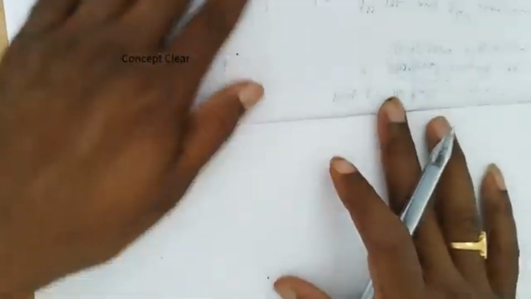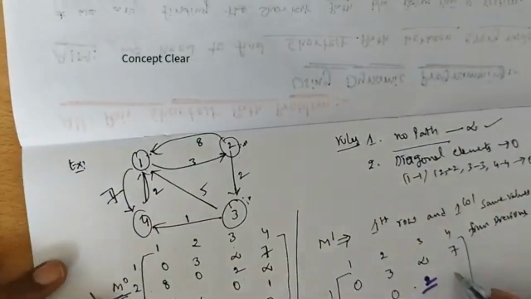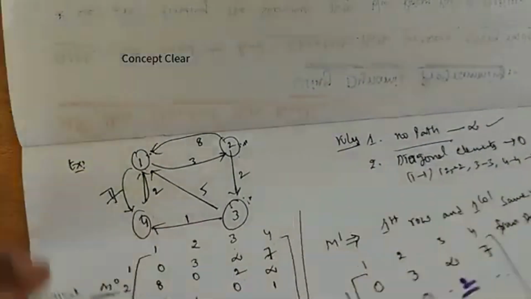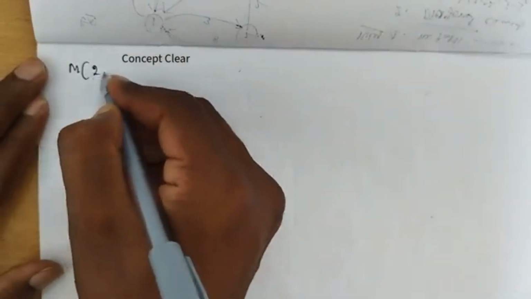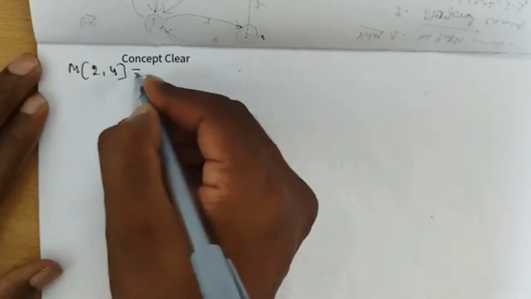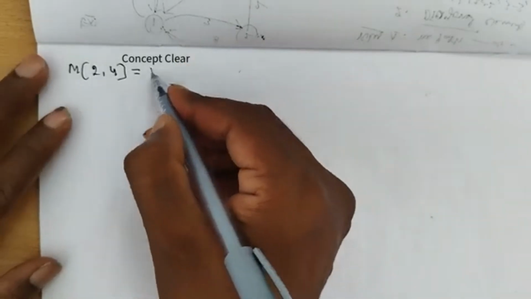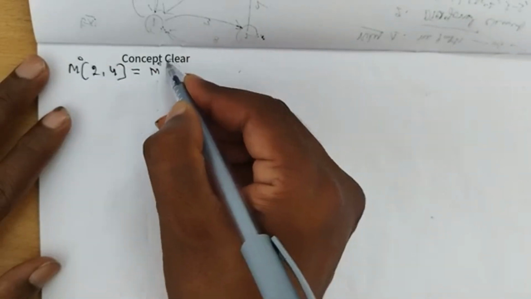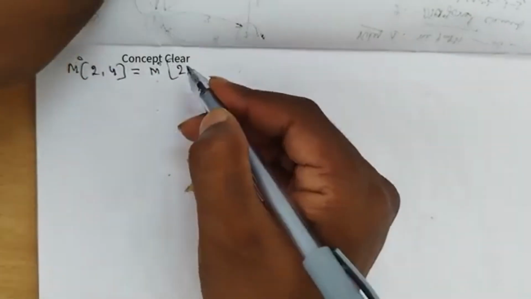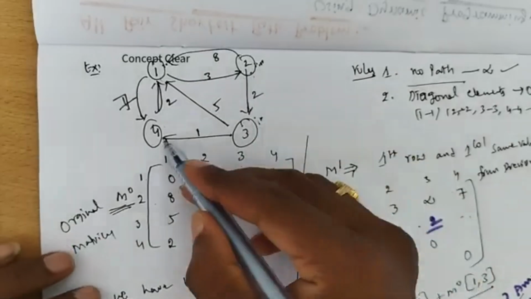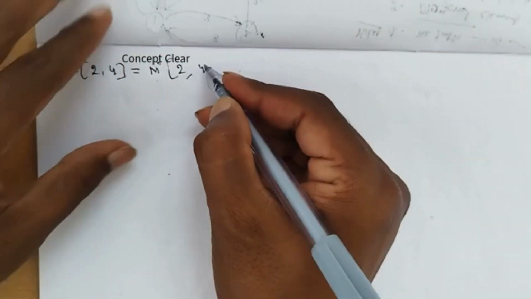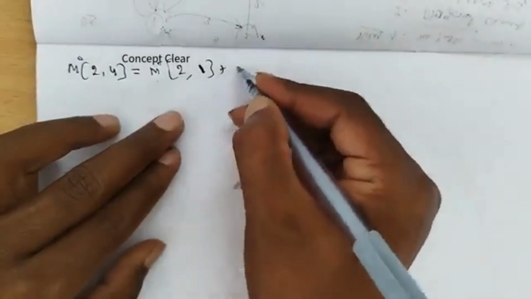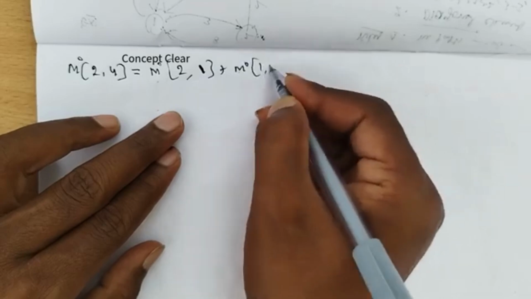Okay, after 2 to 3, what do I have to find out? I have to find out the 2 to 4. What is the 2 to 4 value? M of 2 to 4. See here, for the 2 to 4 value, it is 2 to 1, 1 to 4. So 2 to 4, sorry, 2 to 1 plus 1 to 4.